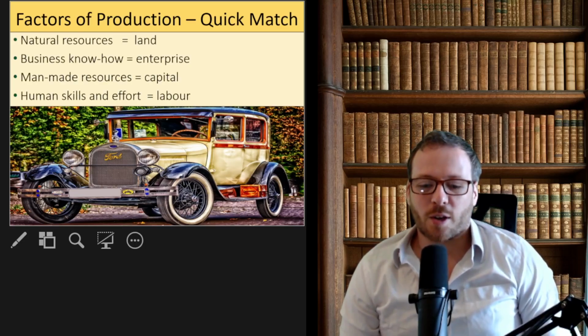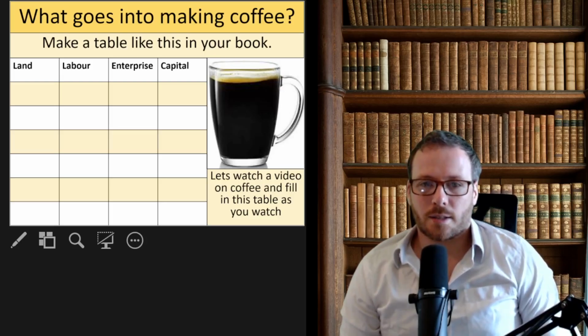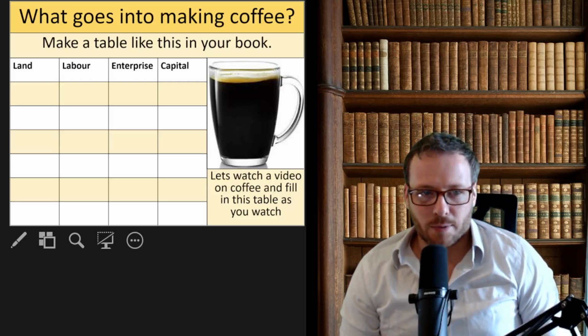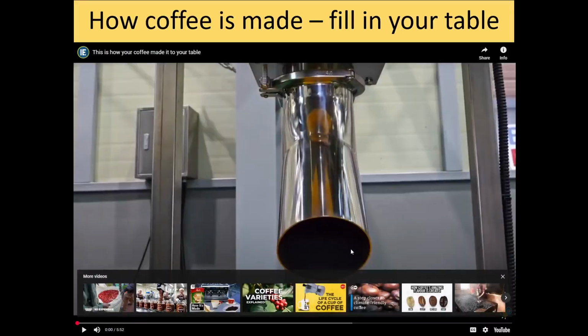Right, now we're going to go level 2 on this, okay? Here's a table. Maybe you can copy the image of this table, get it down in a book somewhere. What we're going to do is we're going to watch a video, okay? And when we watch this video, you're going to jot down everything you see in this video you think is land, labor, enterprise, and capital. Okay, so let's get started.